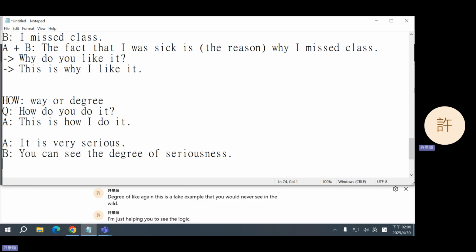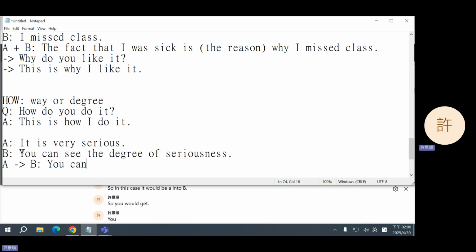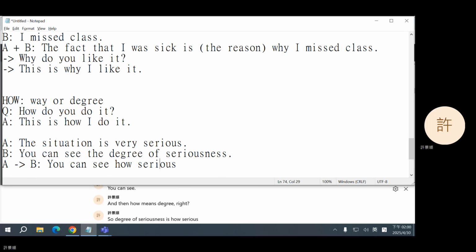So in this case, it would be A into B. So you would get you can see, it is very small, the situation. And then what how means is degree, right? So degree of seriousness is how serious, and then sentence A, the situation is.